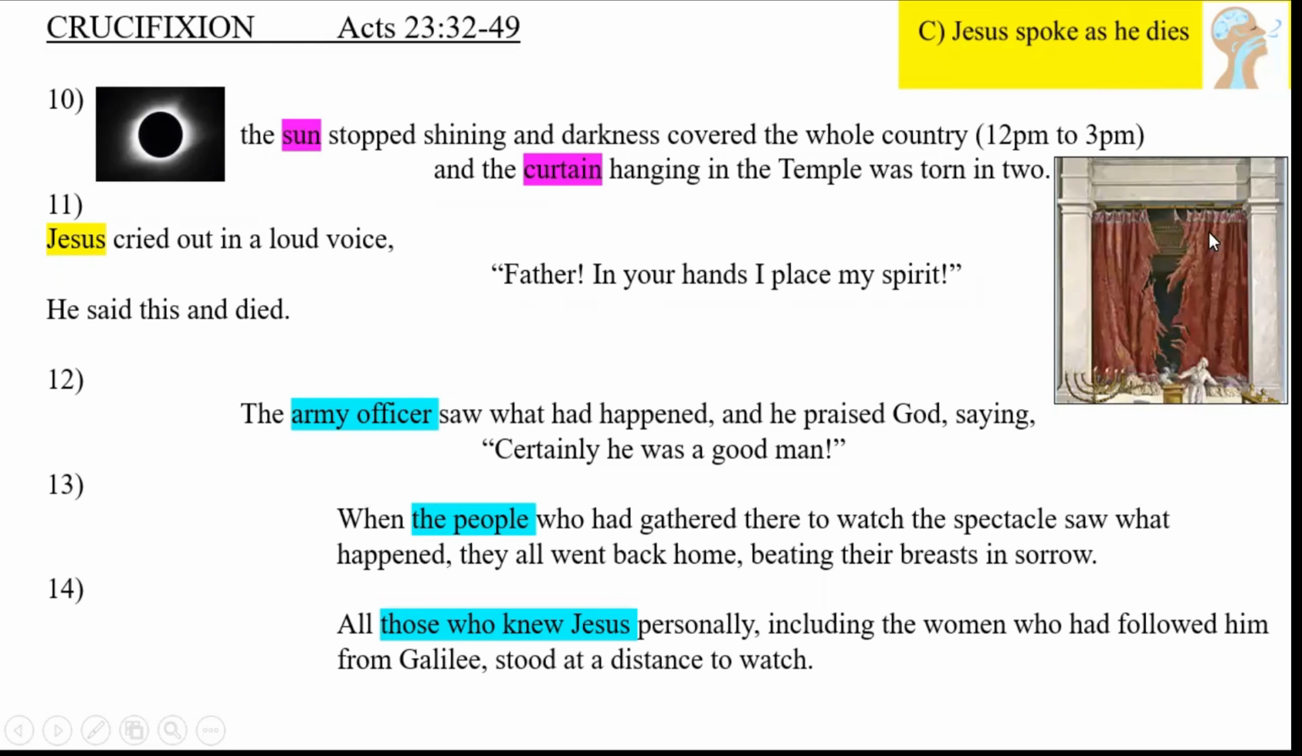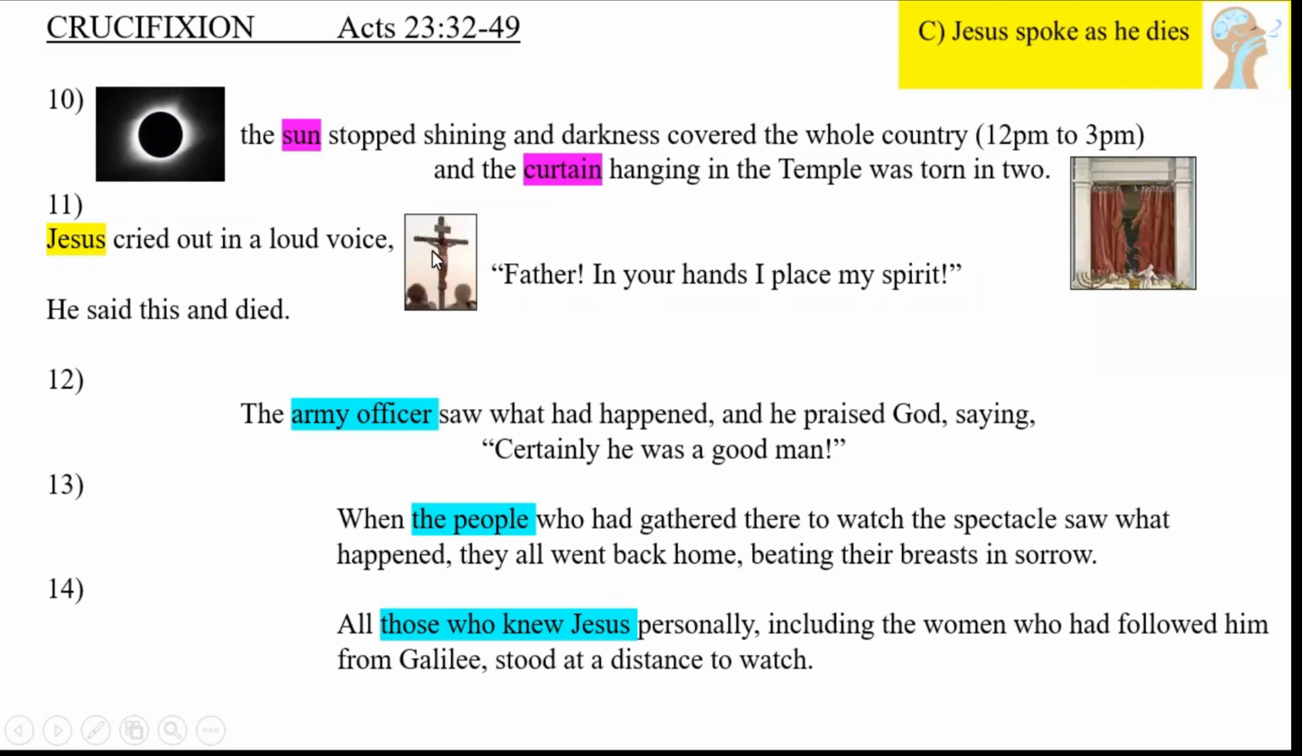Secondly, there was the curtain. This is in the temple, the curtain separating the holy place and the most holy place, and that curtain was torn in 2. And then Jesus said, as he was dying, "Father, into your hands I place my spirit." So when this happened, there are a group of people who watched it and saw it, and this is their response.